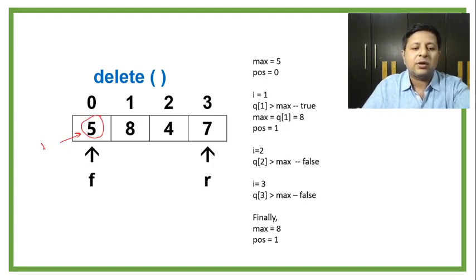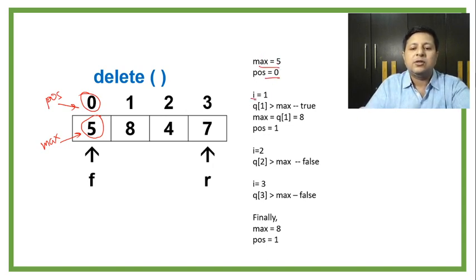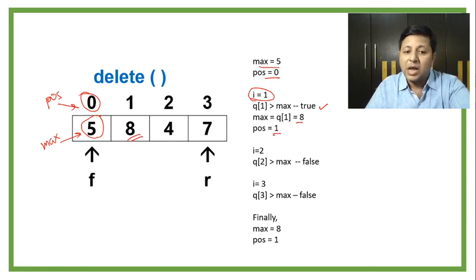So you can see your q of 0 will be considered as max, and this is considered as its position. So max is 5 and position is 0. The for loop starts from 1. So let's look at i equals 1. It compares the element at 1, that is 8, with max. Is q of 1 greater than max? Yes, true. So max becomes 8 and position will change to 1. So my current max is now 8.